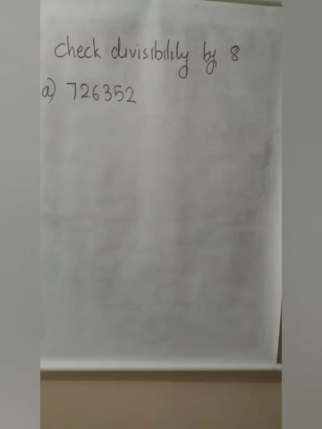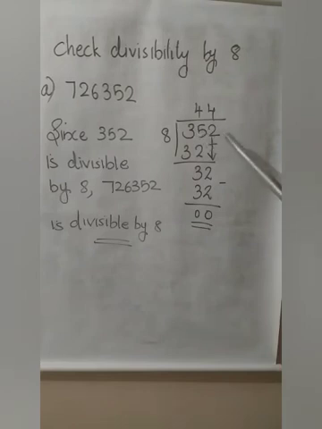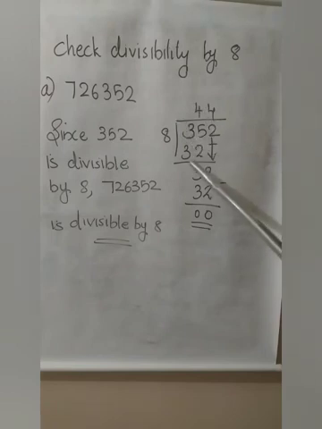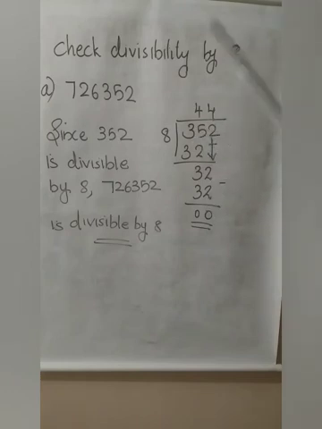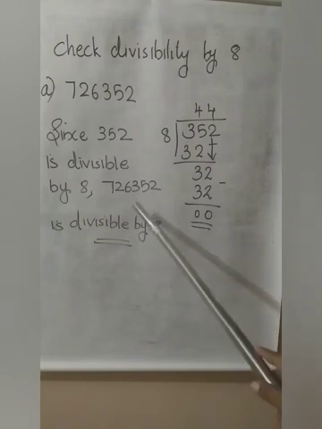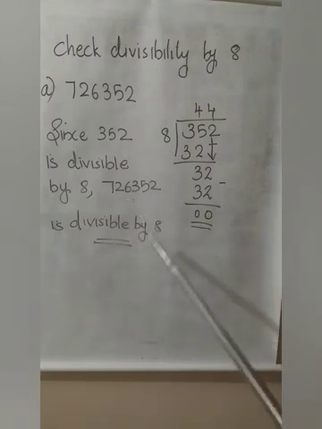Check whether this number 352 is divisible by 8. If it is divisible by 8, then we can say the whole number 7,26,352 is divisible. When I checked, the number 352 is divisible by 8. In 35, 8 goes 4 times. 4 into 8 is 32. Subtracting, you get the remainder 3. Now writing the next digit, 2. In 32, again 8 goes 4 times. So what remainder do you get? 0. Which means 352 is divisible by 8. So we can say 7,26,352 is divisible by 8.